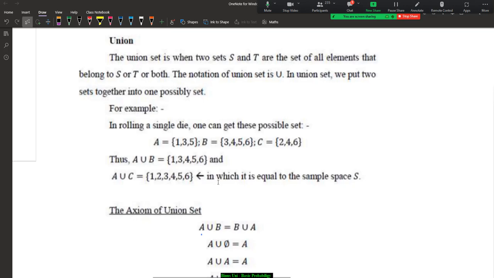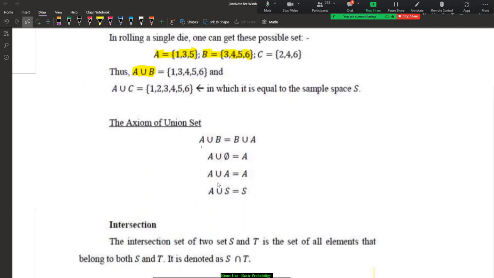Another term in set theory is union. The union of two sets, S and T, is the set of all elements that belong to S or T or both. It means we combine these two sets together. Let's say set A has 1, 3 and 5, and set B has 3, 4, 5 and 6. A union B means we combine these two sets together, giving 1, 3, 4, 5, 6. We combine the elements in set A and the elements in set B. This is what we call union. There are some axioms on union.